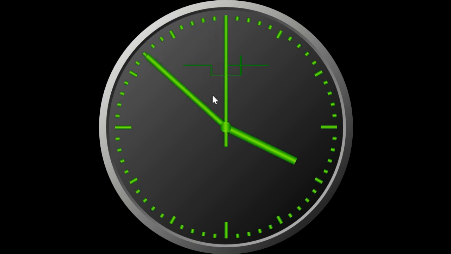When my long hand, the minutes hand, is on the 1, this is 5 minutes past. When it's here, it is 10 minutes past. And here, a quarter past.